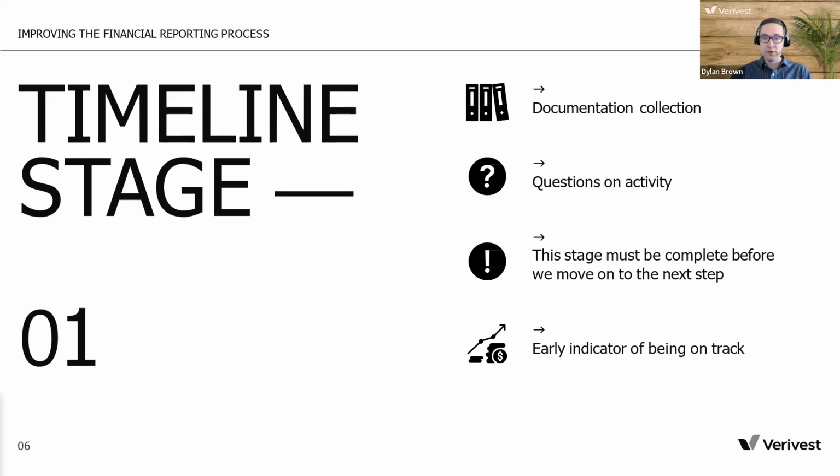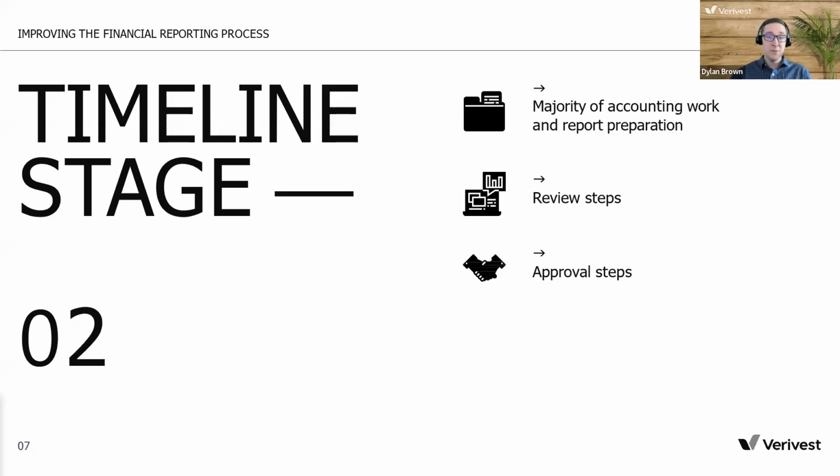And speaking of beginning our work, this kicks off stage two. We're going to be doing a lot of our processes during this stage. There'll be multiple review steps, both internal and external with you, and there will be multiple approvals. So at this point, we're going to move away from the timelines, and I'm going to dig into the financial reporting process itself.